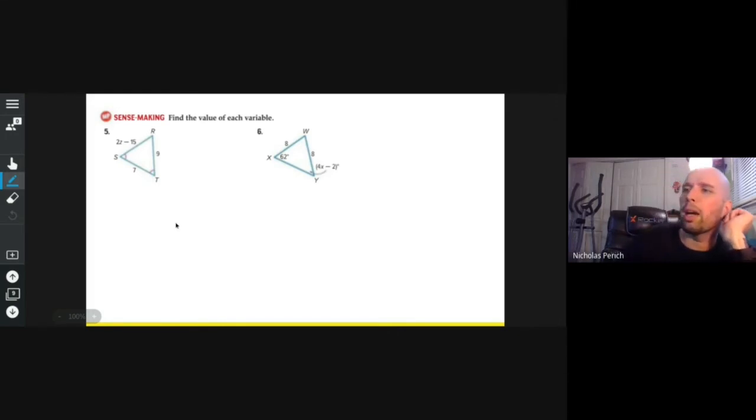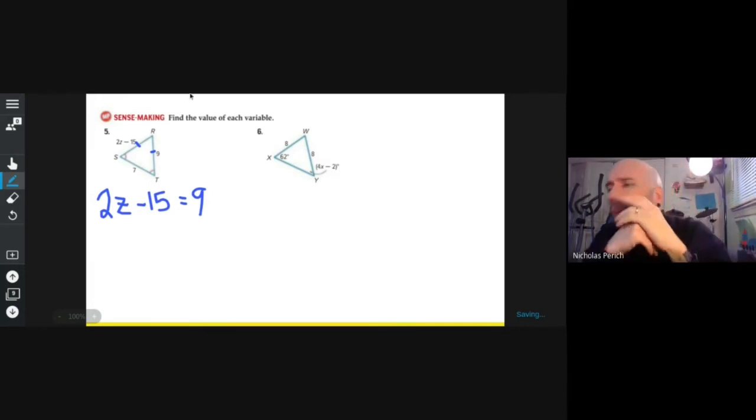Equals 9 is correct. See, when I have an isosceles triangle, the two angles that are the same, or the sides opposite of those angles are also going to be the same. So we could say 2z minus 15 equals 9. I will give you a 30-second head start to find z. Go!